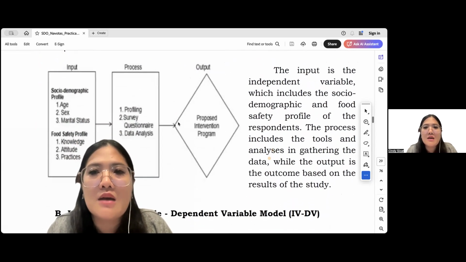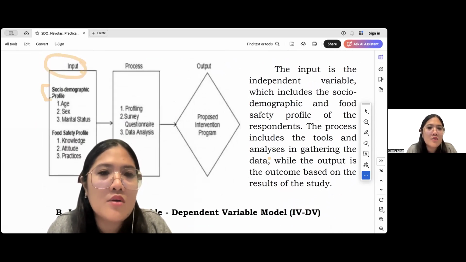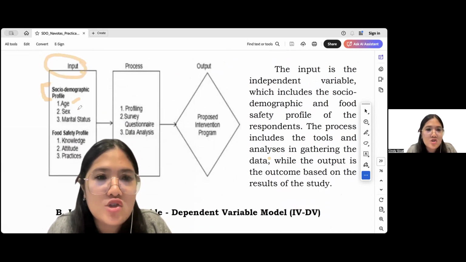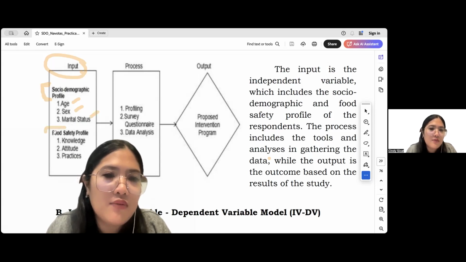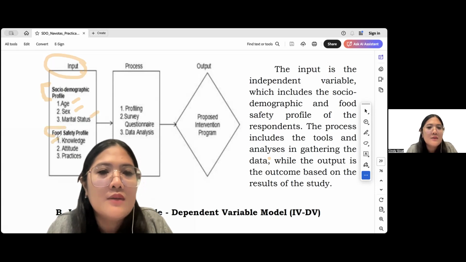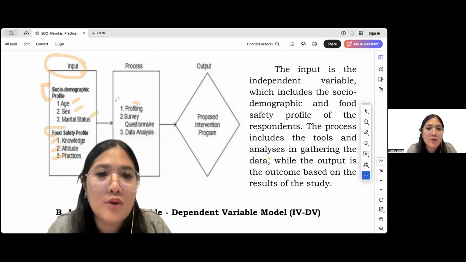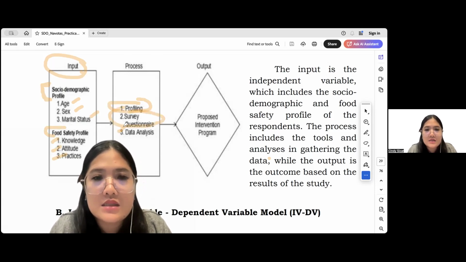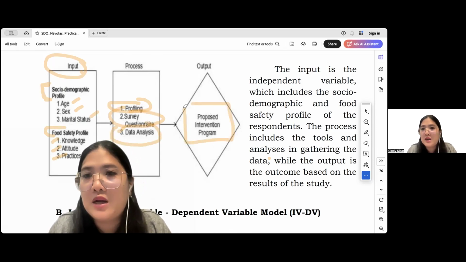So let's look at the example here. So here is the input. So we have indicated social and demographic profile, age, sex, and marital status. Then food safety profile, and then what are we looking into? Knowledge, attitude, and practices. Then the process would include profiling, survey questionnaire, and data analysis. And then, of course, the output would be the proposed intervention program.